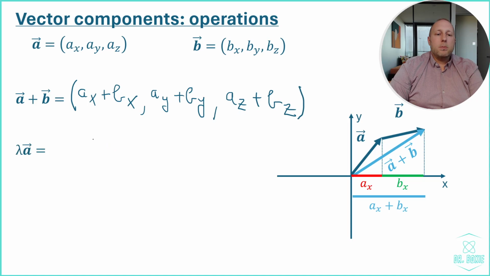What can we say about the components of the multiplication of a vector by a scalar? Well, that is simply multiplying each of the components by that scalar. We get lambda ax, lambda ay, and lambda az.